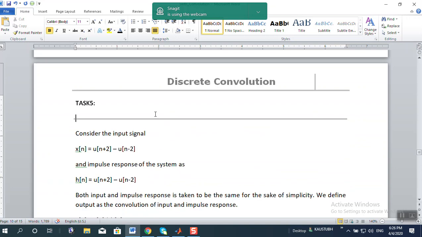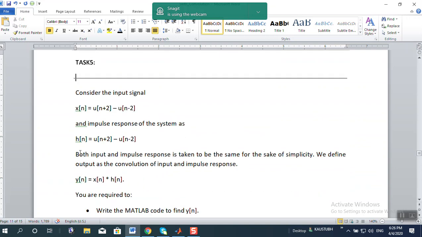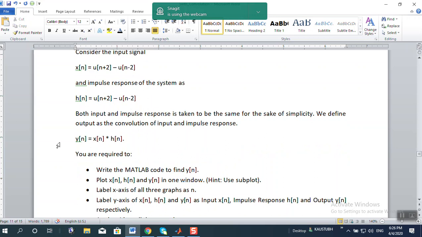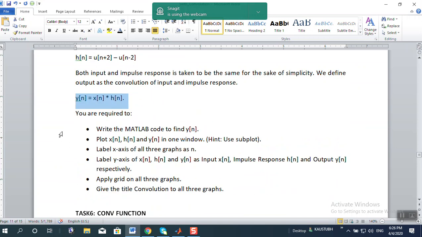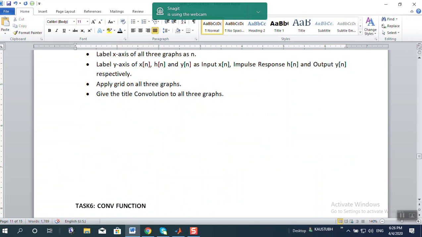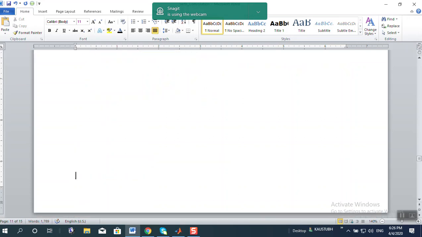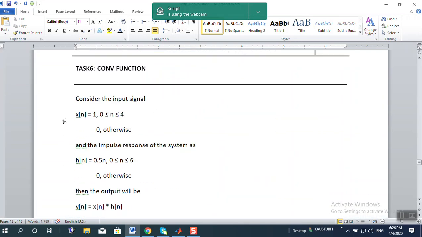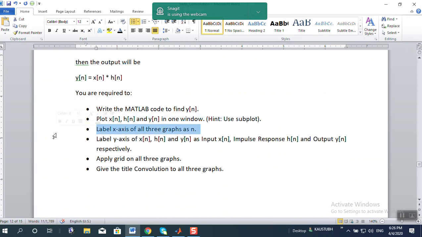Then task 5, this is for you. These two signals you need to consider, and do the convolution. You are required to write a MATLAB code to find y of n, plot x, h, y, label it, and apply the grid. Then task 6, this is x of n you need to consider, this is h of n you need to consider, and do the same thing.